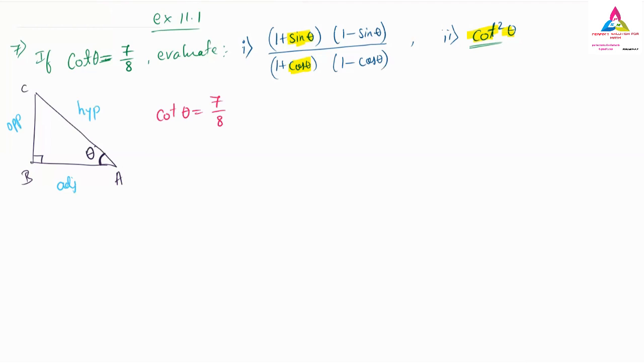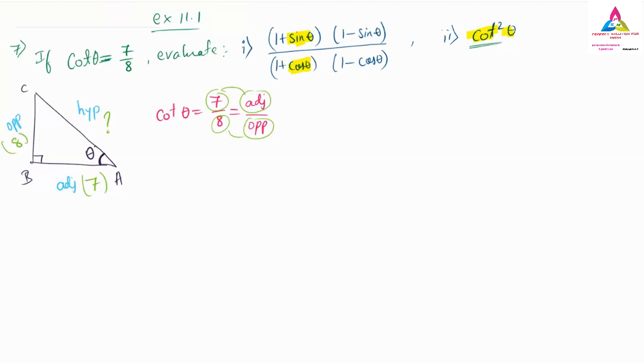What is cot theta actually? How can we find the cot? In terms of opposite and adjacent, cot theta is adjacent by opposite. So we have the adjacent side as 7, and the opposite side that we have is 8. So we have to find the hypotenuse.